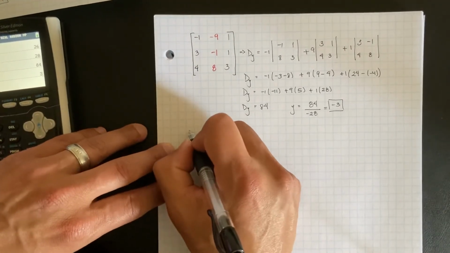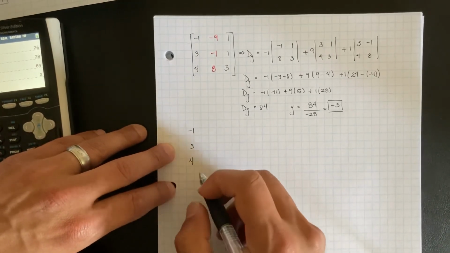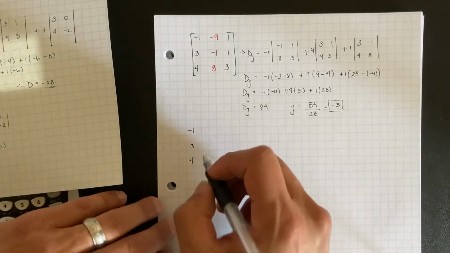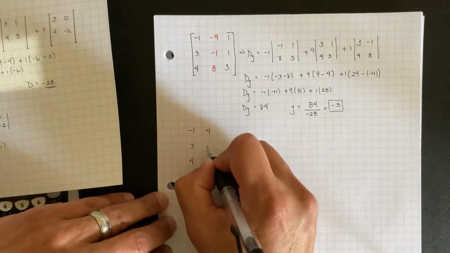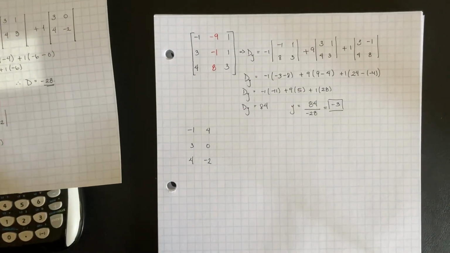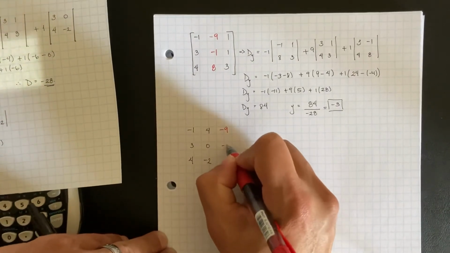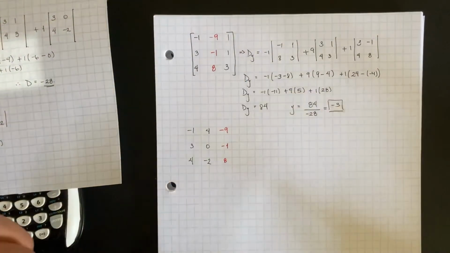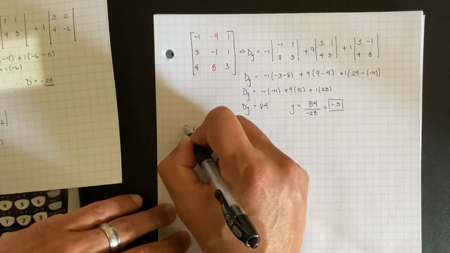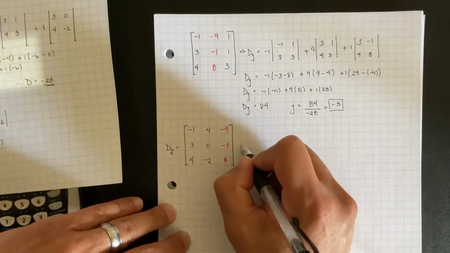So remember, your x column stays the same. Okay. Now your y column is going to stay the same. 4, 0, negative 2. Now it's going to go ahead and change. It's going to be your z column. So right there we're going to put negative 9, negative 1, and positive 8. Alright, guys. So we're going to go ahead and do that. So this is going to be our dz. Alright, let's go ahead and do that.